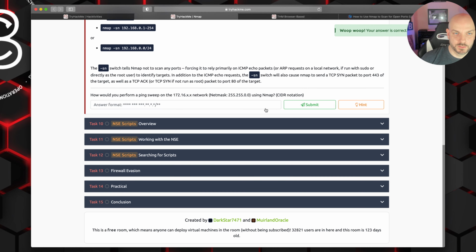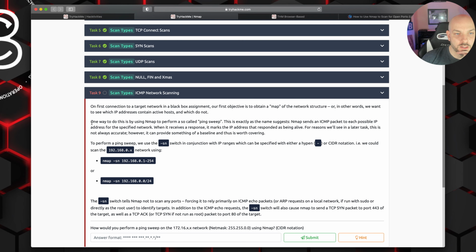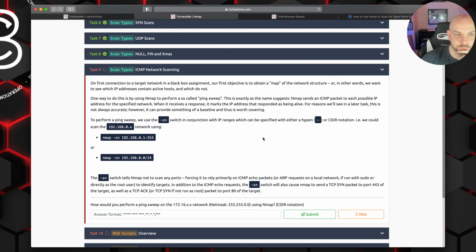Okay. Task 9, ICMP network scanning. So with ICMP scanning, we're talking about really getting a map of the network, seeing what's there. One way to do this is by using a ping sweep. Again, unless the environment that you're in blocks ICMP, which depending upon at what point in the environment you're plugged into, may or may not be something that's blocked. This is exactly as the name sounds. Nmap sends out ICMP packets to each possible IP address for the specified network. When it receives a response, it marks the IP as responding and alive.